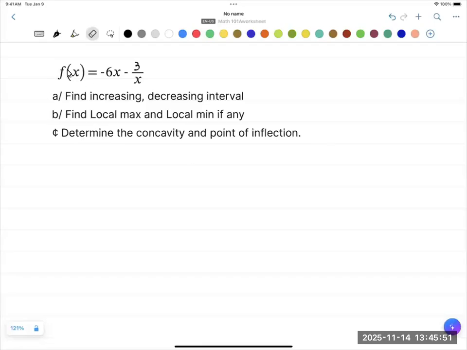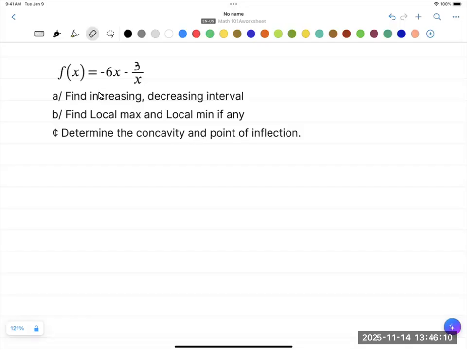All right, so let's take a look at this function. We have f of x equals negative 6x minus 3 over x. And we want to find the increasing and decreasing intervals, find any local max and local min values, and determine the concavity and point of inflection.